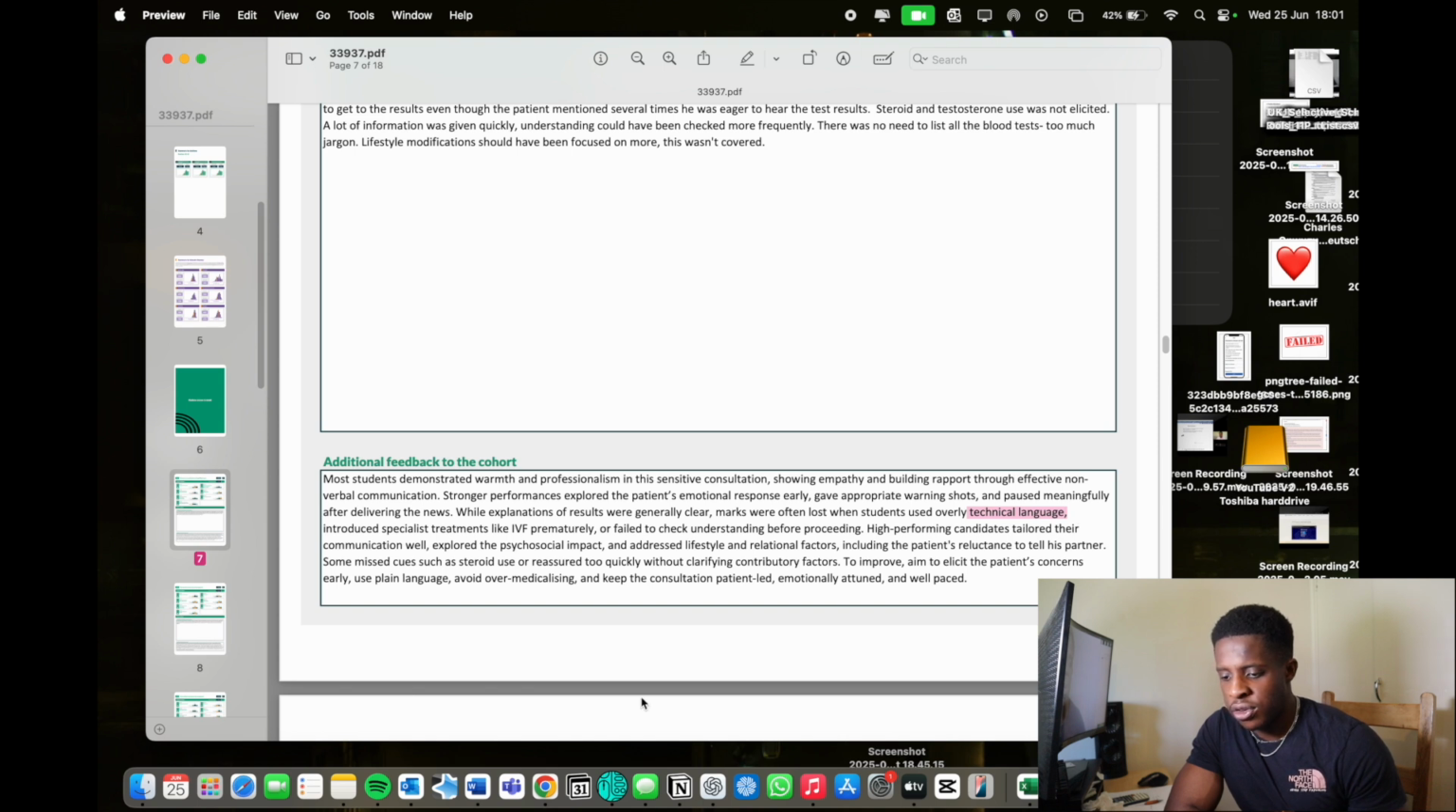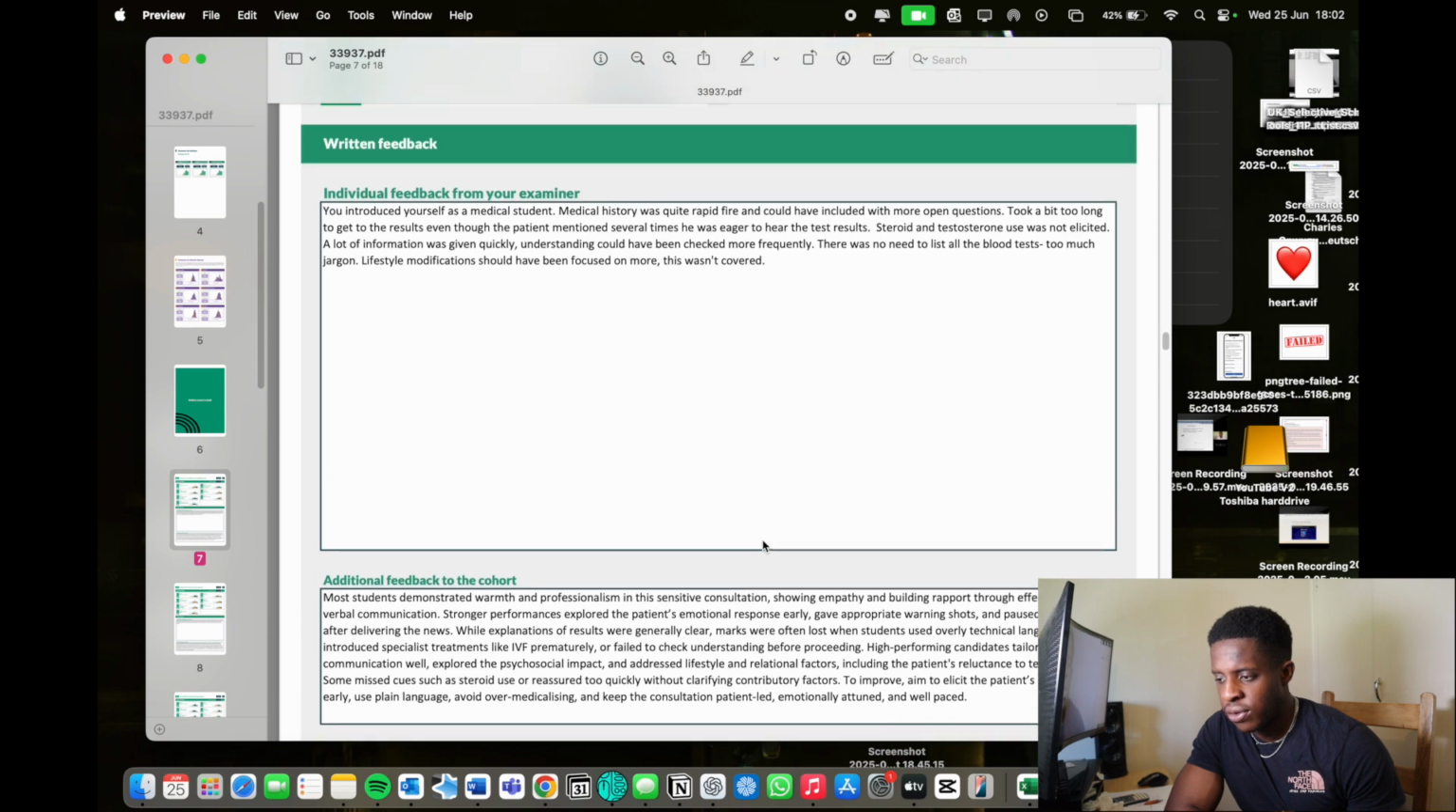Some students introduce specialist treatments like IVF prematurely or fail to check understanding before proceeding. High-performing candidates tailor their communication well, explore the psychosocial impact, and address lifestyle and relationship factors, including the patient's reluctance to tell his partner. Some missed cues such as steroid use or reassure too quickly without clarifying contributory factors. To improve, aim to listen to the patient's concerns early, use plain language, avoid over-medicalizing, and keep the consultation patient-led, emotionally attuned and well-paced.